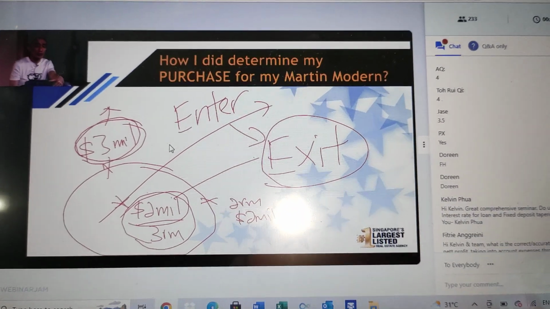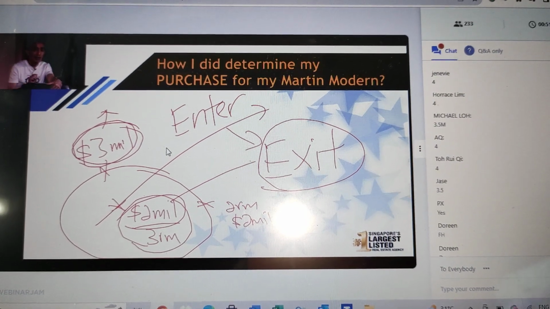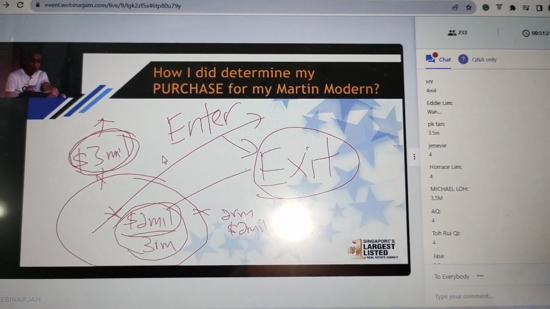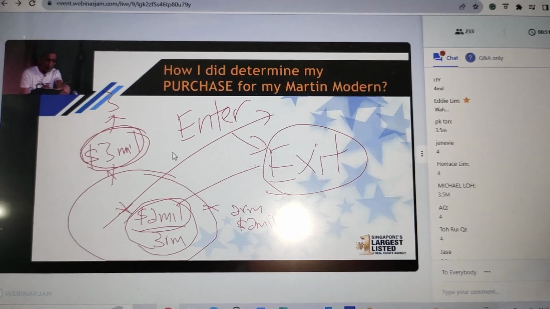Type inside the chat group for me, my friends. If you buy at $3 million, how much do you want to sell in the future? 4 million. 4 million. What, 3.5 million? Thank you.